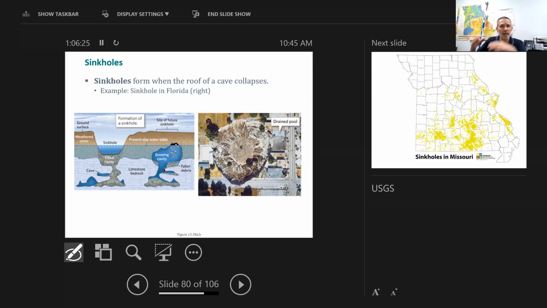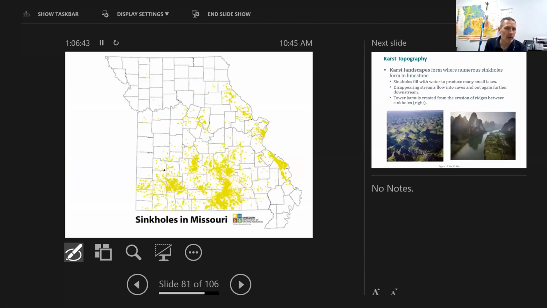And this is simply when the cave gets so large that the overlying material cannot withstand the weight, and it will start to sink, and as a result creates this sinkhole. Sinkholes are typically going to be this rounded shape, and they're going to fall down all the way to the water table. You can see in this map of Missouri, we have lots of these sinkholes locally as well as across the state.